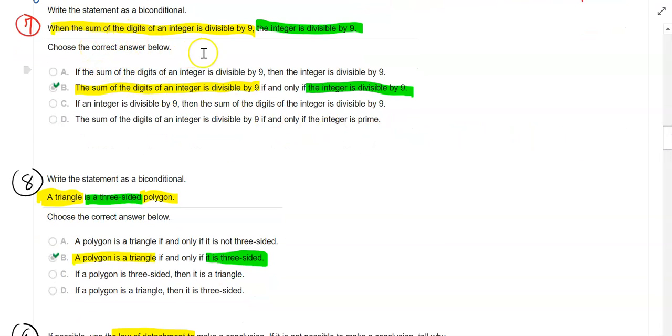Looking at biconditionals again. All right, so we're given this statement. So I'm using this as my hypothesis and my conclusion.